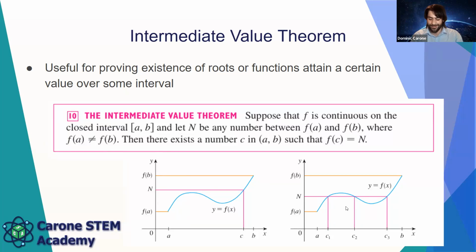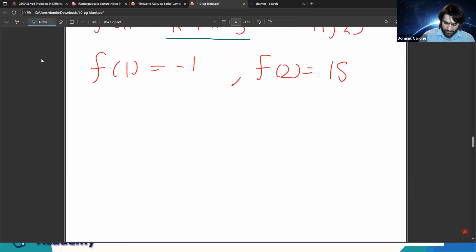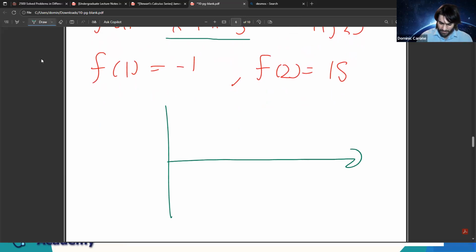What in the world does that mean? That is a huge mouthful. Let me explain. All polynomials are continuous over their domain. So if I were to graph this function, 1's over here, 2's over here.